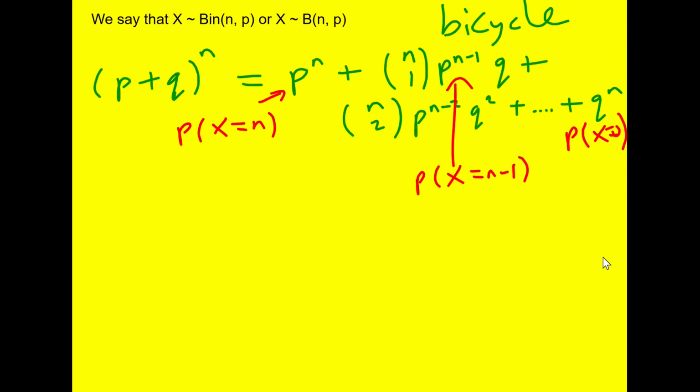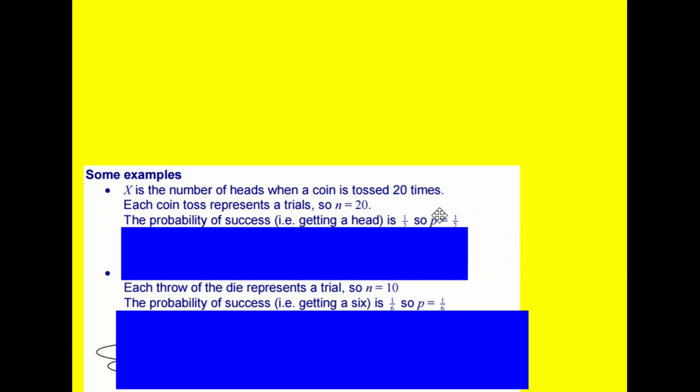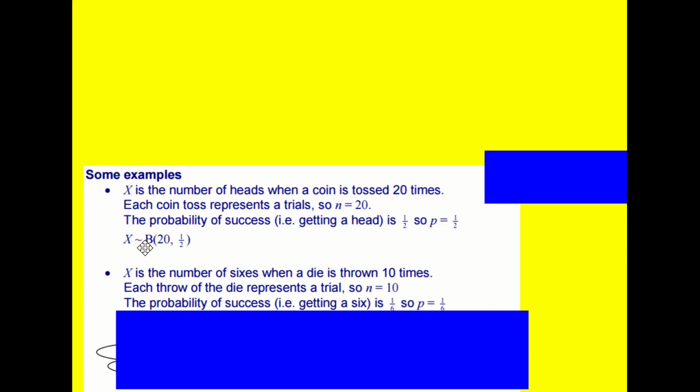Okay, let's look at some examples just to get a feel for this more. Let's consider that X is the number of heads when a coin is tossed 20 times. We can model this with the binomial distribution. So each coin toss represents a trial. n is equal to 20. And the probability of success is going to be a half. And this is what we can write down: that X follows a binomial distribution with n equals 20 and p equals a half.